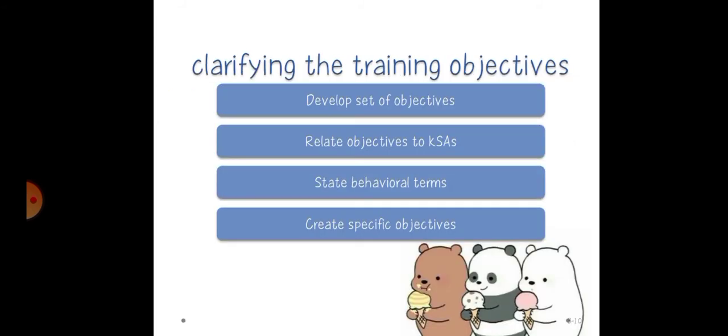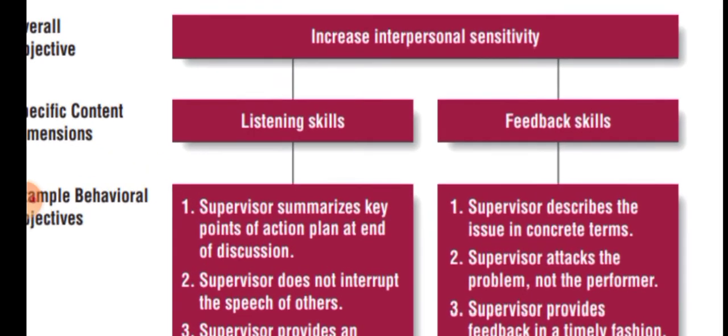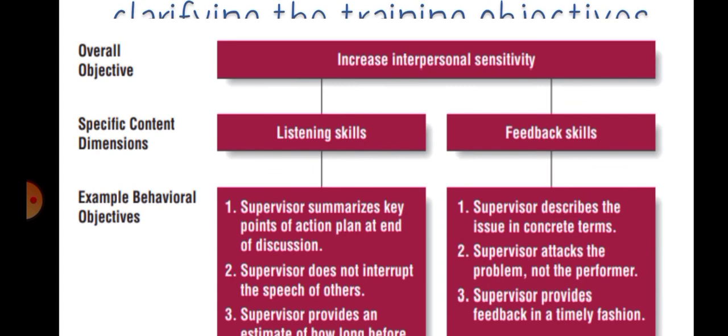Create specific objectives. So, you're going to break down the broad or ambiguous training goal into specific content or specific objective. So, for example, your overall objective is to increase interpersonal sensitivity. Your specific content or dimensions are, first one is listening skill and the feedback skills.